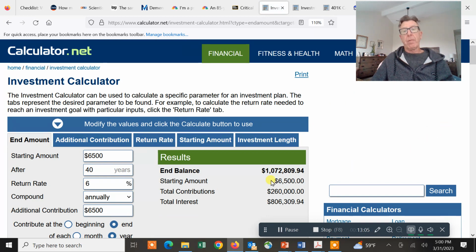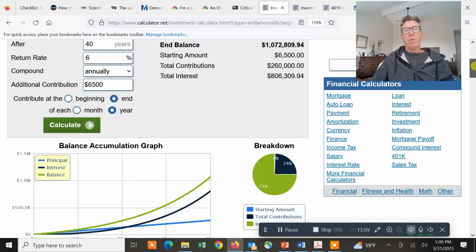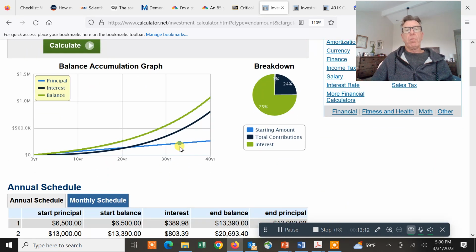That's pretty awesome. There's $1 million, my friends. So we come down here. The original amount was $6,500. I put in $6,500 every year, so that's for 40 years. 6,500 times 40 comes out to $260,000. And then all this is interest right here. This is all interest, boom.